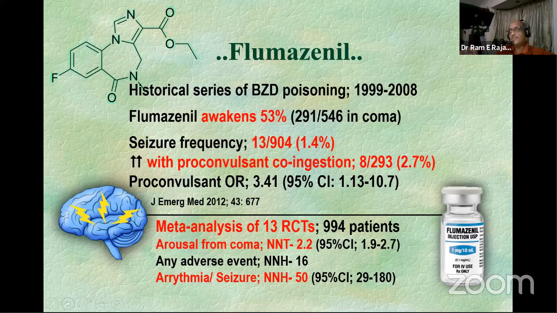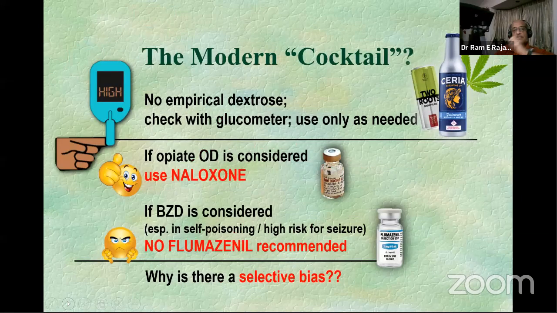So you would anticipate that when people are using the modern coma cocktail, both these drugs would probably be recommended. But what is very interesting is most recommendations will say, if your suspicion of opiate is very reasonable, use naloxone. But if your suspicion is of benzodiazepine, do not use flumazenil despite the so-called efficacy. Why is there this huge selective bias for the selection?